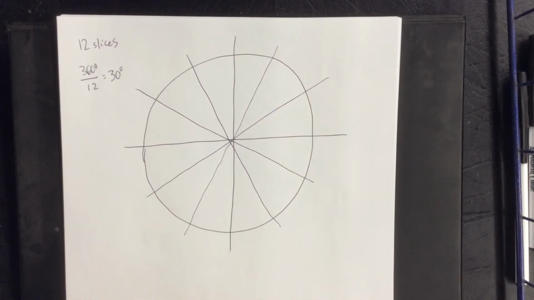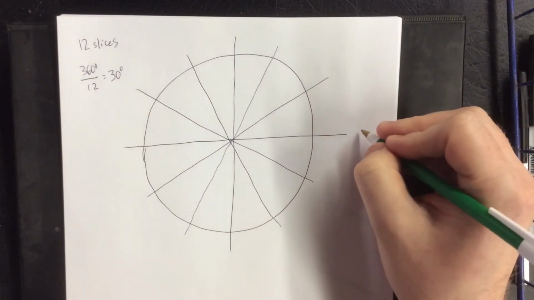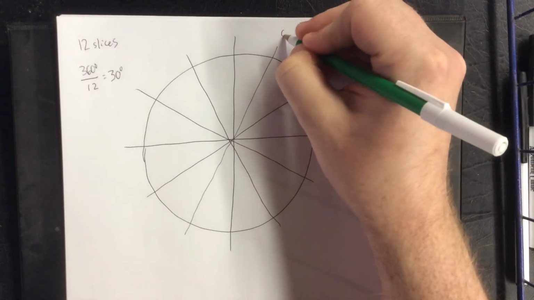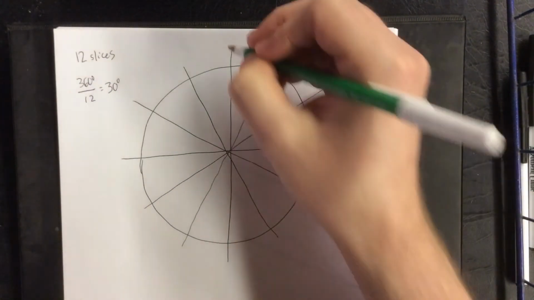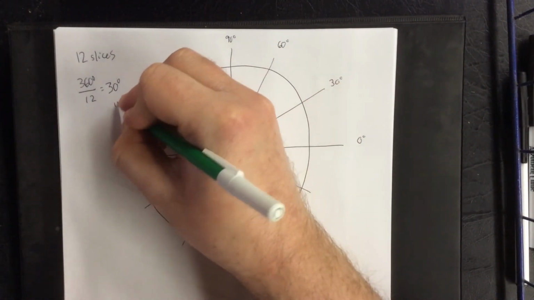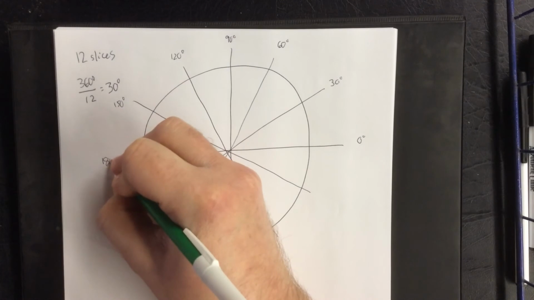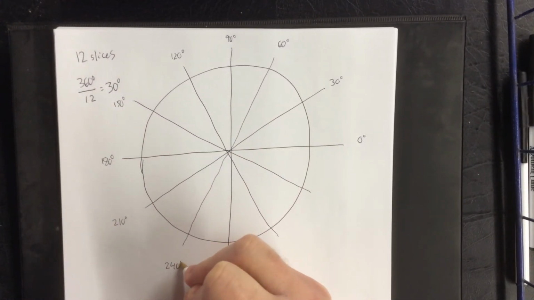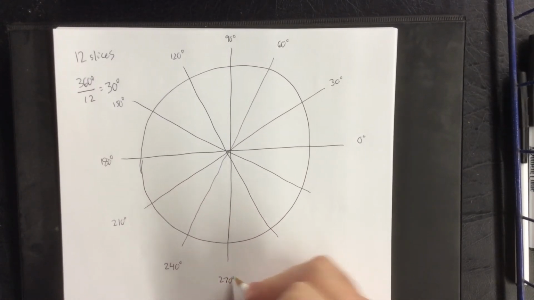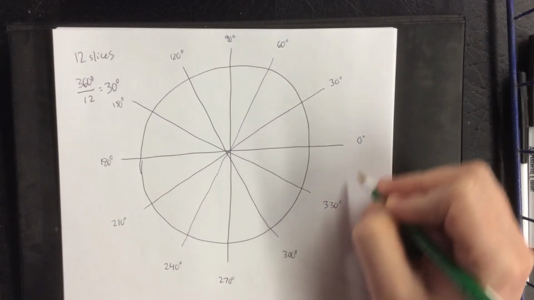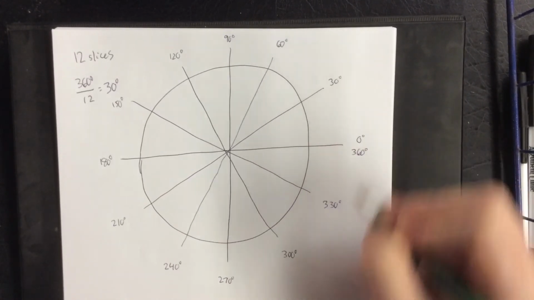So, take 360 degrees, split it into 12 equal slices. We would have a total of 30 degrees per slice. 0 degrees, and we'll go up 30 at a time. 30 degrees, 60 degrees, 90 degrees, 120 degrees, 150 degrees, 180 degrees, 210 degrees, 240 degrees, 270 degrees. This is Sparta! 330 degrees, and 360 degrees.